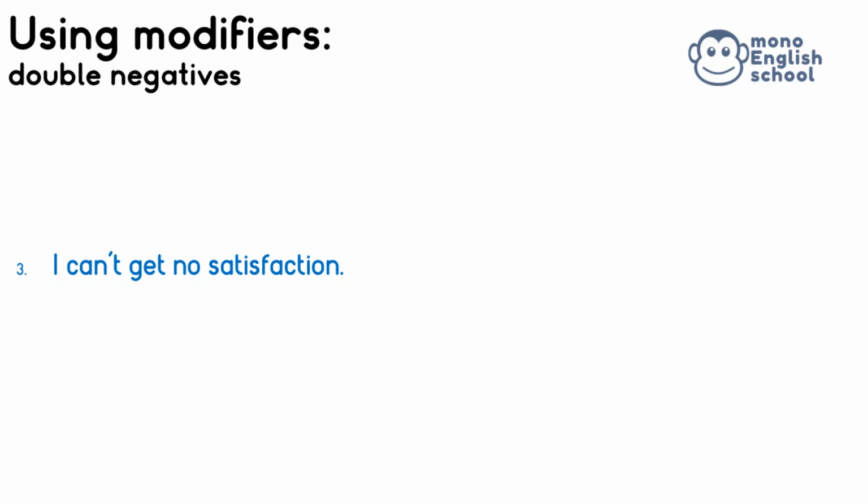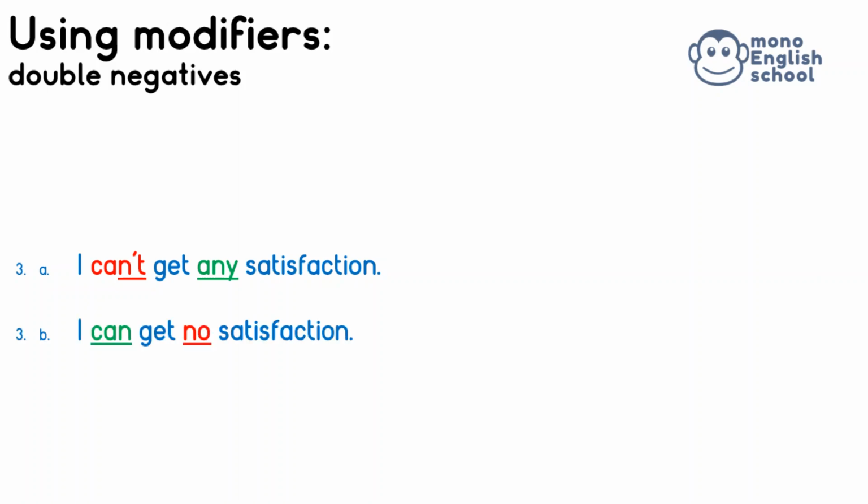Our example, I can't get no satisfaction. In this sentence, we have two negative words. N't negates the verb can, and no negates the noun satisfaction. As there are two negative words, there are two options to correct such an error. We can keep the negation of the verb, but remove the negative modification of the noun. In this example, replace no with any. So we have, I can't get any satisfaction.